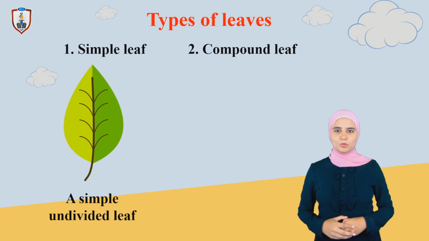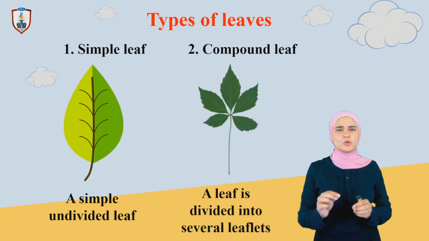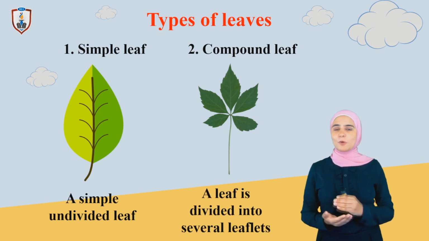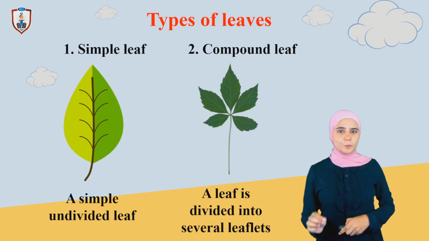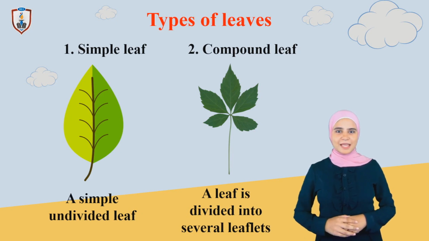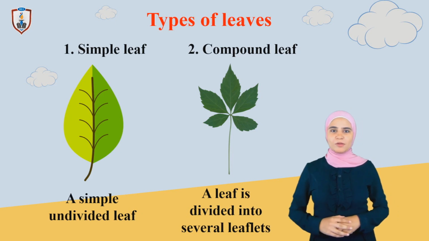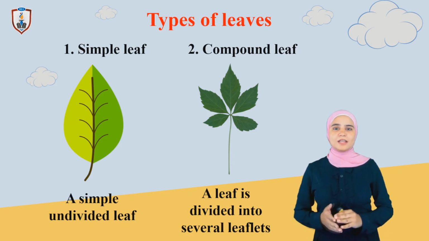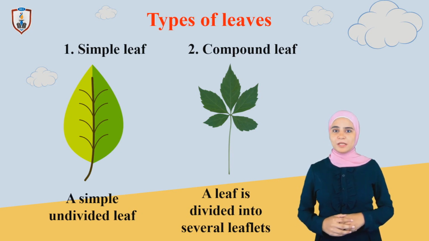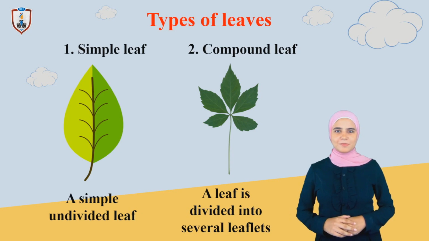What about the compound one? In fact, the compound leaf is divided into smaller parts. Each small part is called a leaflet. So when we look here, we can find that the simple leaf looks like an undivided leaf, while the compound leaf is divided into smaller leaflets.